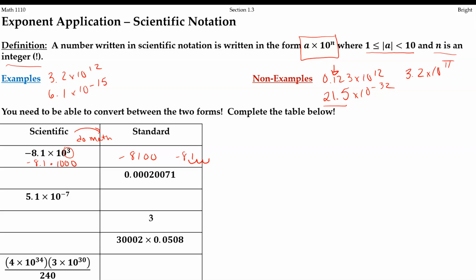Now from standard to scientific, this one is where you have to imagine you're going to put the decimal after the first non-zero digit. Again, decimal after first non-zero digit. And then the number that you get after is going to be that value of a.